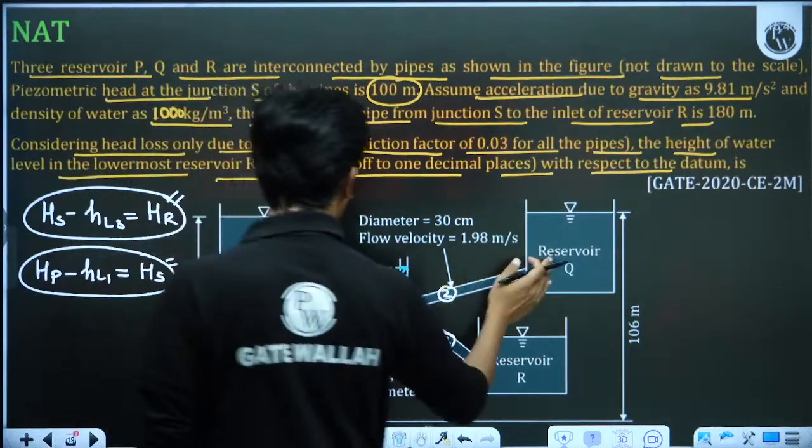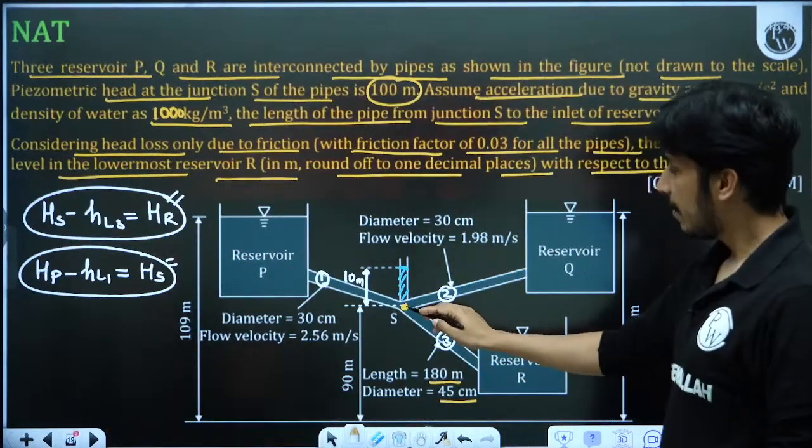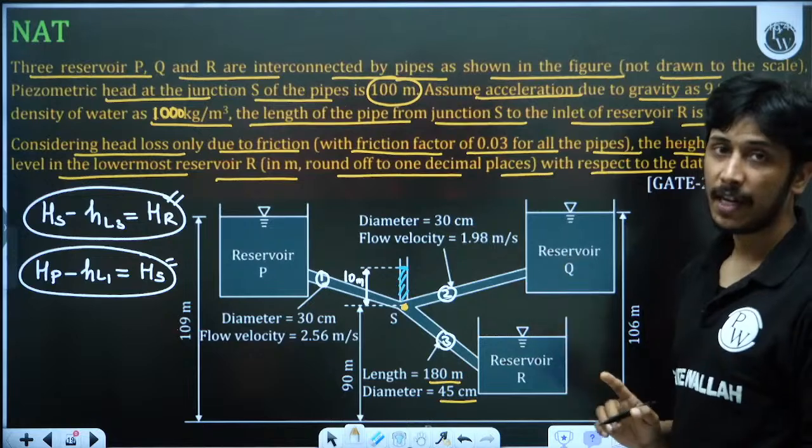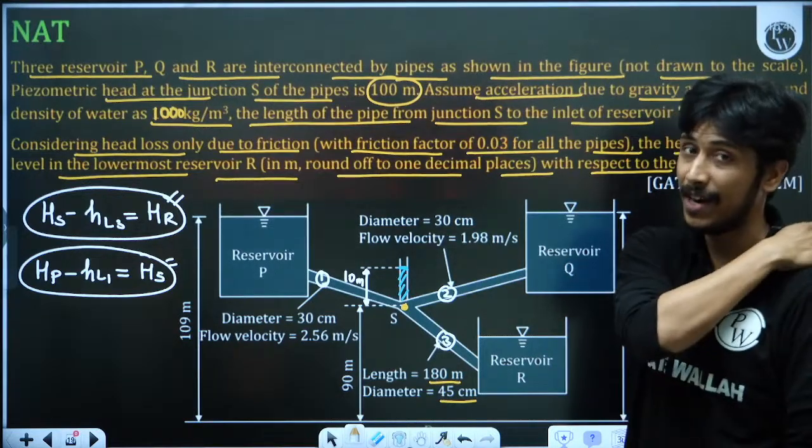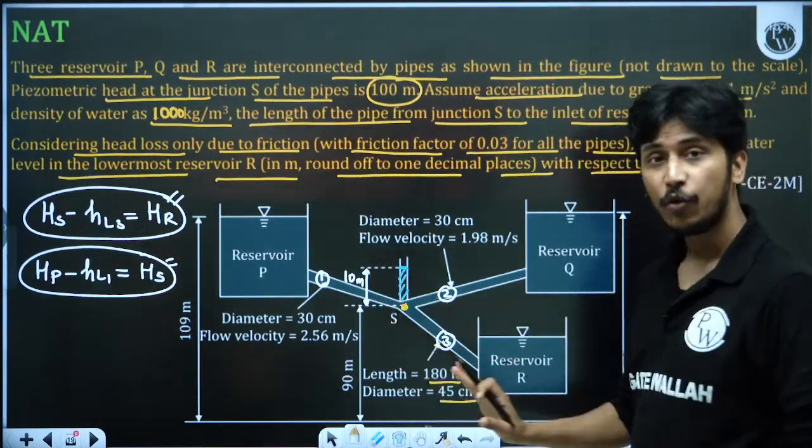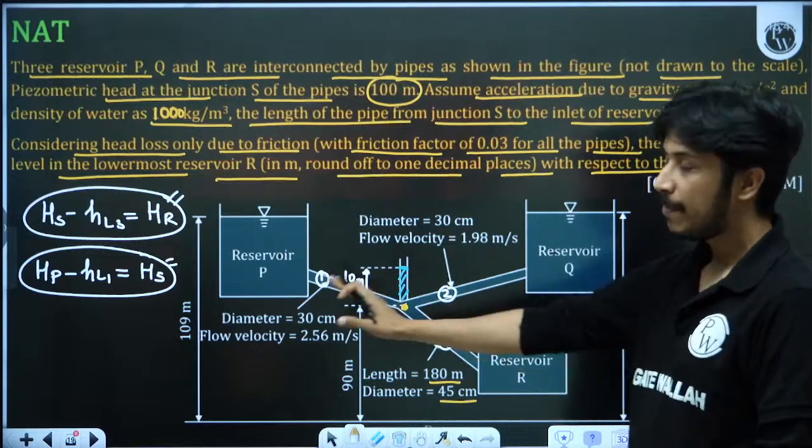Okay, here we are not confirmed which head will be more. We will only confirm if we know the piezometric head at S. So in this question we know the piezometric head at S, then we can make the equation.